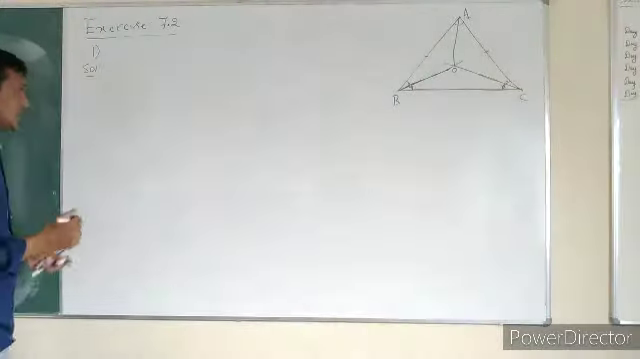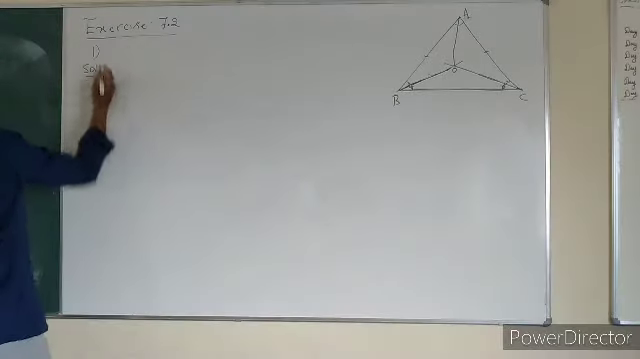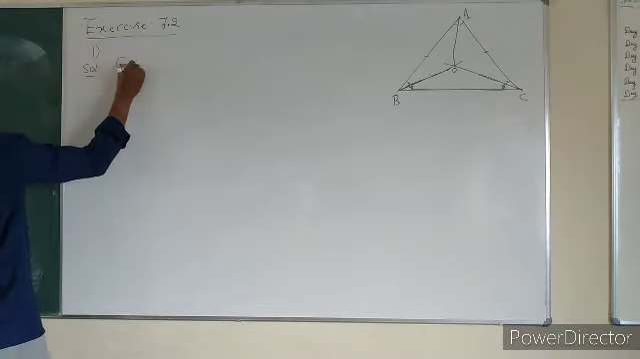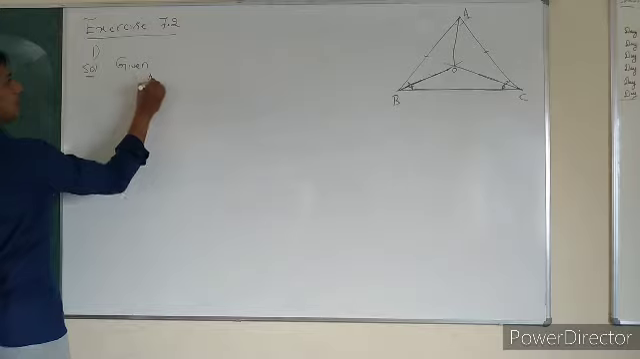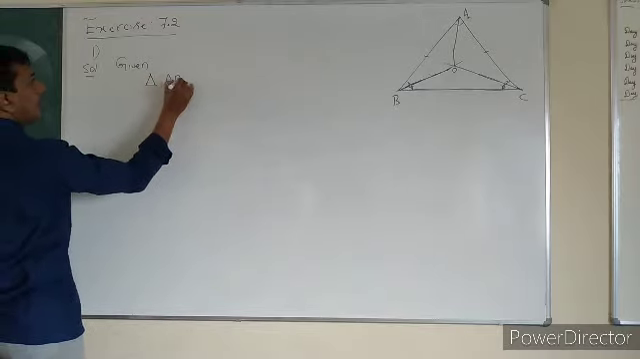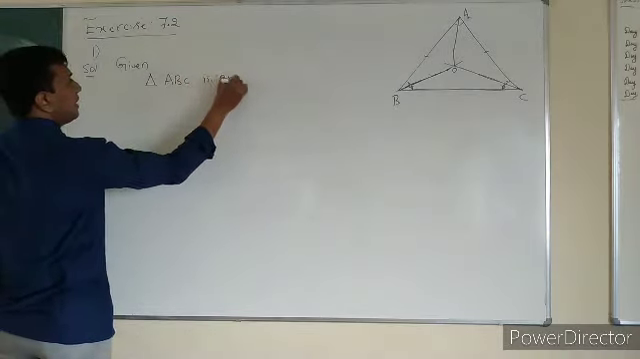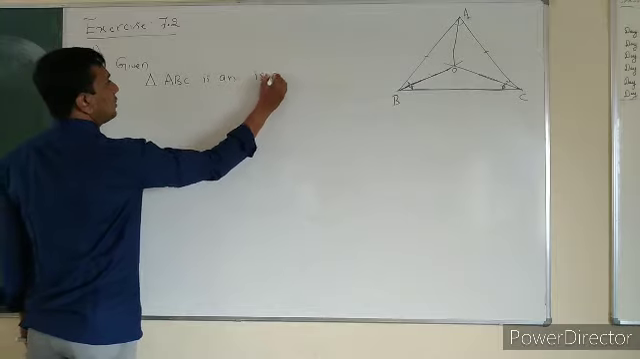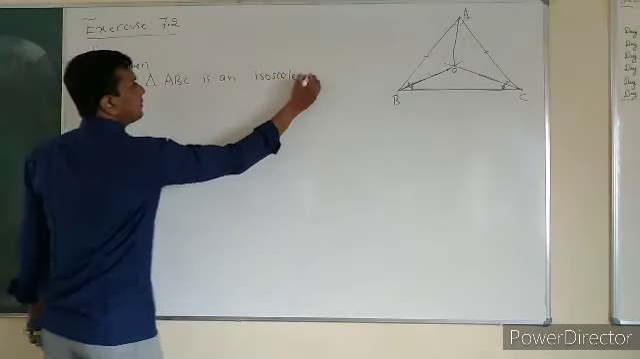So let us take the proof, that means the solution. Given: triangle ABC is an isosceles triangle.